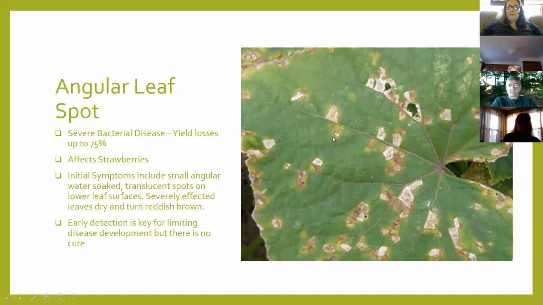The more affected the leaves become, they dry out and they turn a reddish brown. There's no cure for this, so early detection is key. You might be able to manage it with certain fungicides, or sorry, not fungicides. You might be able to manage this with thinning and things like that, removing. But once it's into the plant, it's really hard to get rid of.